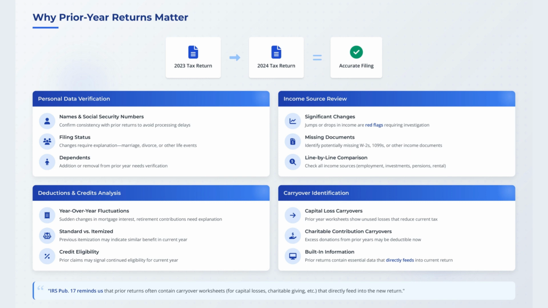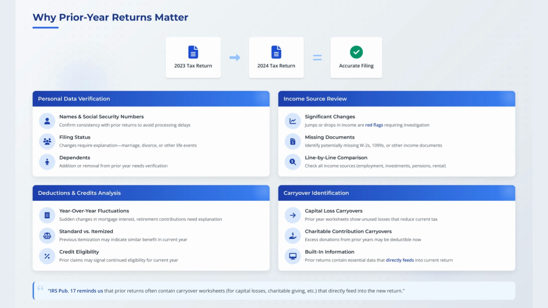prior year return. So, why does it matter? Think of the prior return as your starting point. It's your quality control checklist. It helps us ensure that the new return is complete, accurate, and consistent. Let me break it down.